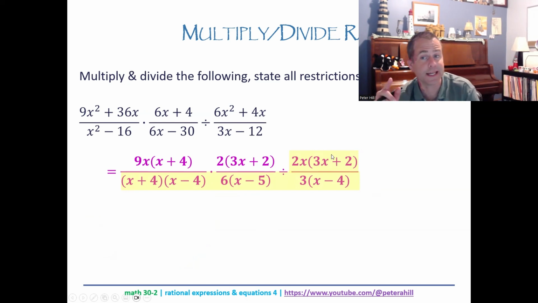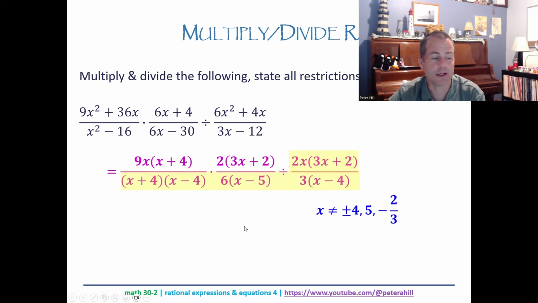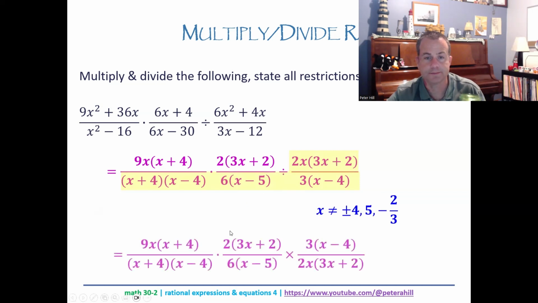Again, if you don't see that in your head, you're going to go 3x plus 2 equals 0, and you're going to isolate for x. Okay, all right, awesome. Then I'm going to rewrite as a multiplication statement all the way. So I changed that guy to multiplication and flipped the second fraction.